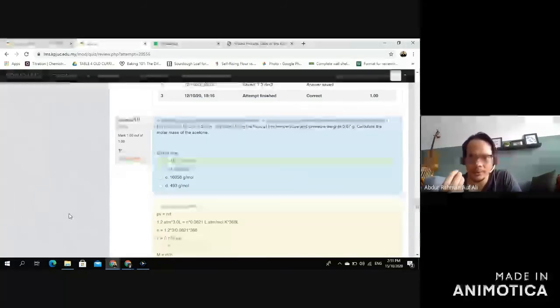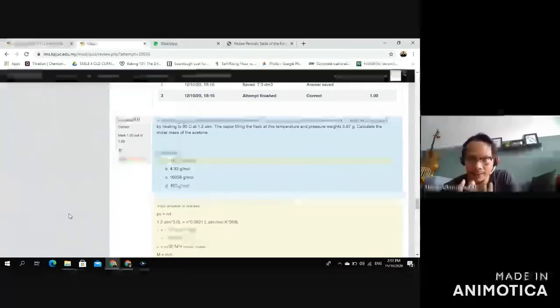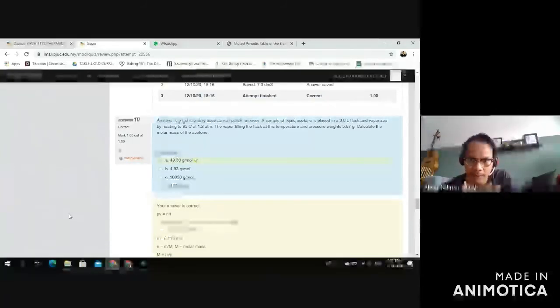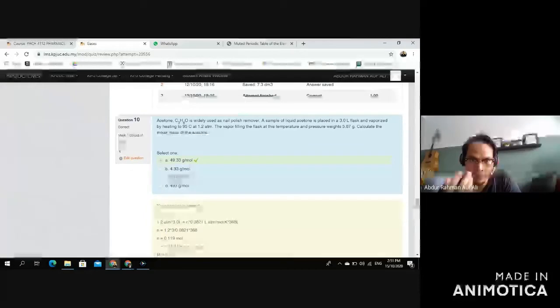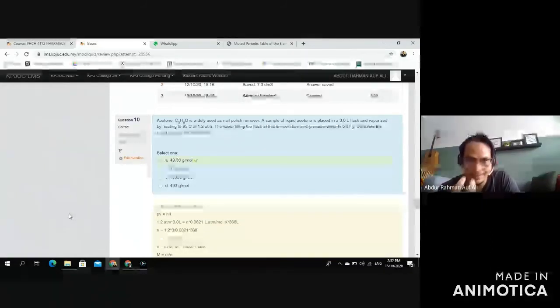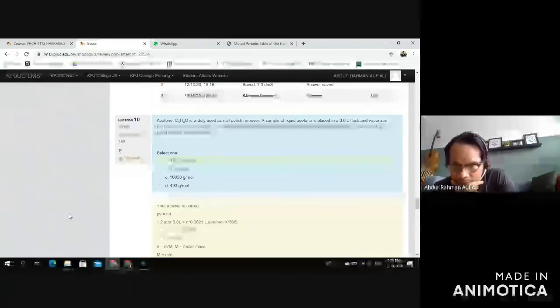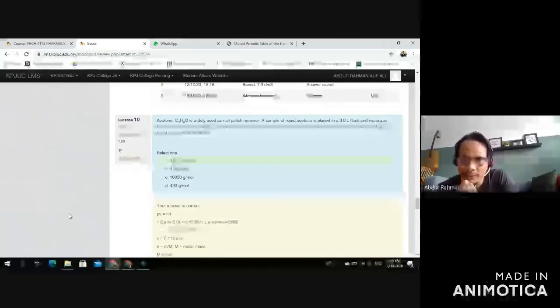Okay, so a sample of liquid acetone is placed in a 3-liter flask. You have a container, and its size is 3 liters. It can be filled with 3 liters, liquid or gas or whatever. So we put the liquid acetone in this flask, and then we vaporize the acetone. We heat it to 95 degrees Celsius at 1.2 atm atmospheric pressure. So the vapor filling the flask at this temperature and pressure weighs 5.87 grams. So calculate the molar mass of the acetone.